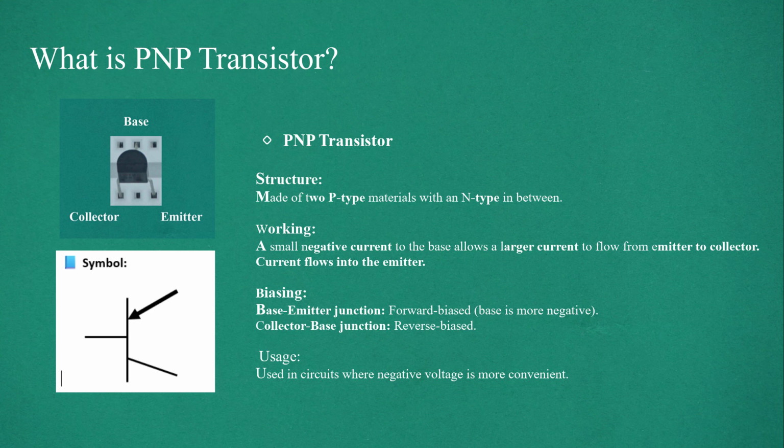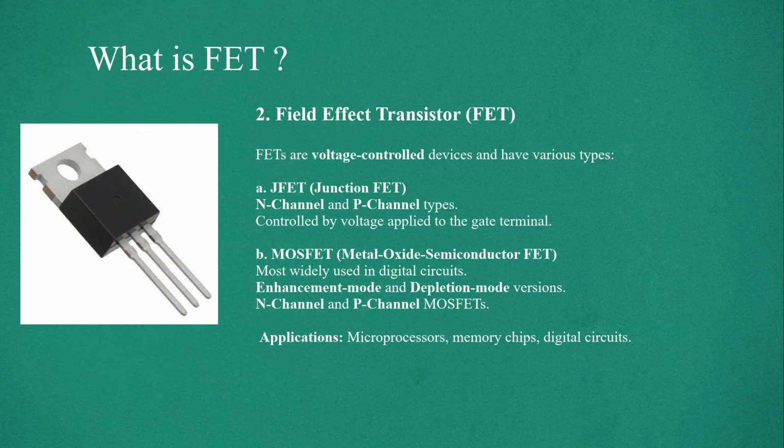PNP transistor. Structure: 1. Made of 2 P-type materials with an N-type in between. Working: 1. A small negative current to the base allows a larger current to flow from emitter to collector. 2. Current flows into the emitter. Biasing: 1. Base emitter junction, forward biased, base is more negative. 2. Collector base junction, reverse biased. Usage: 1. Used in circuits where negative voltage is more convenient.